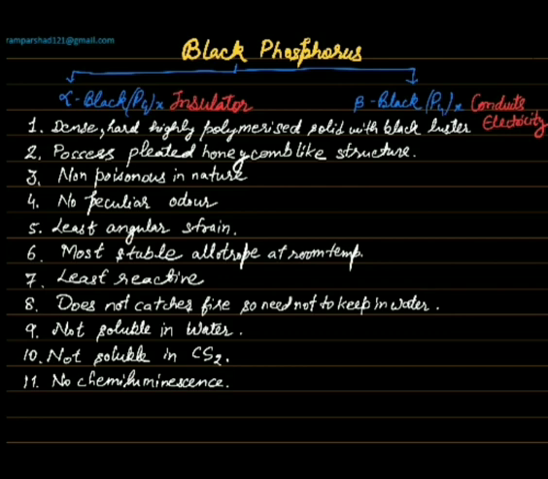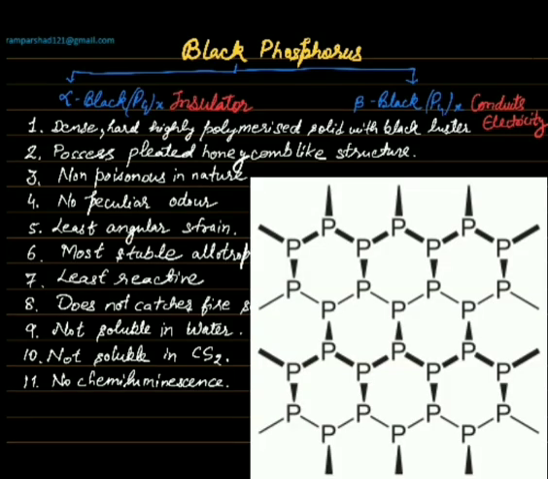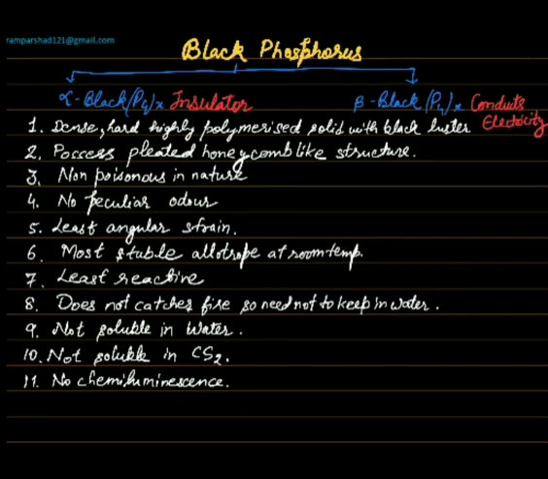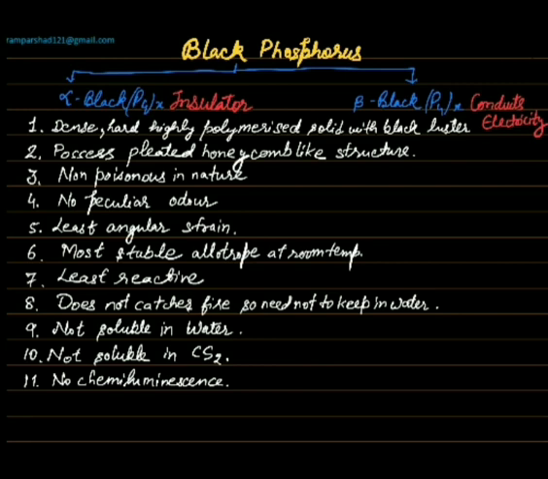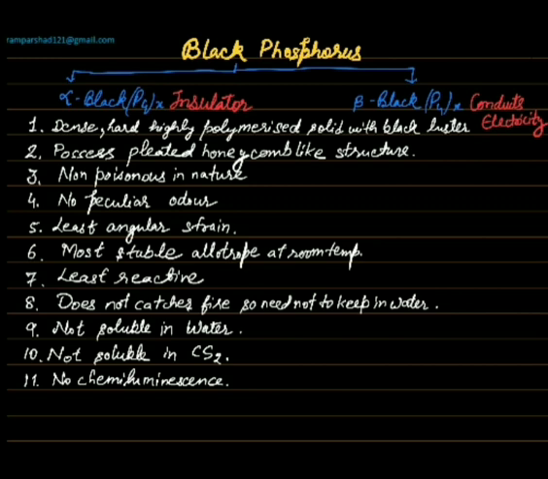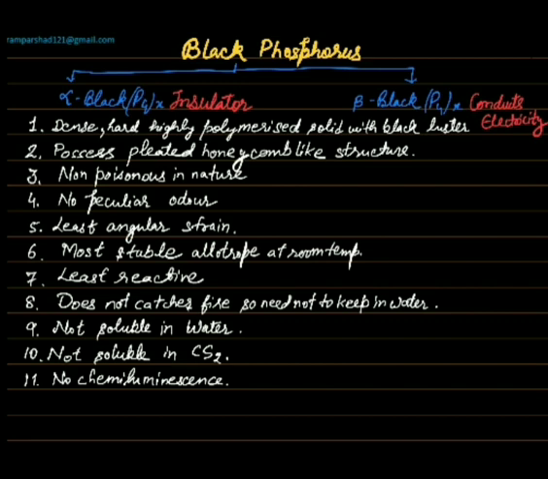So in the honeycomb structure you can see that there is least angular strain, which makes black phosphorus one of the most stable allotropes of phosphorus. It is least reactive and does not catch fire, so it is not placed under water like the white phosphorus. It is not soluble in water as well as in organic solvents like carbon disulfide. Moreover, it does not possess the characteristic of chemiluminescence, meaning glowing in the dark. So this was all about the 3 allotropes of phosphorus.